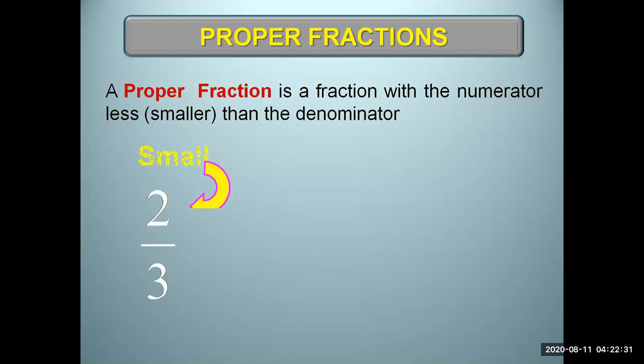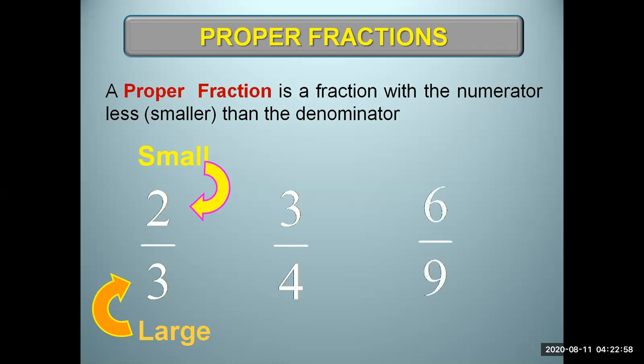Let's have some examples. We have a fraction 2 upon 3. As 2, which is the numerator, is smaller than 3, which is the denominator. 3 is larger than 2. So we say that 2 by 3 or 2 upon 3 is a proper fraction. The same way we can have 3 upon 4. 3, the numerator, is smaller than the denominator of this fraction, which is 4. So it is also a proper fraction. And 6 upon 9. 6 is also smaller than 9. The numerator is smaller than the denominator, so it is a proper fraction.